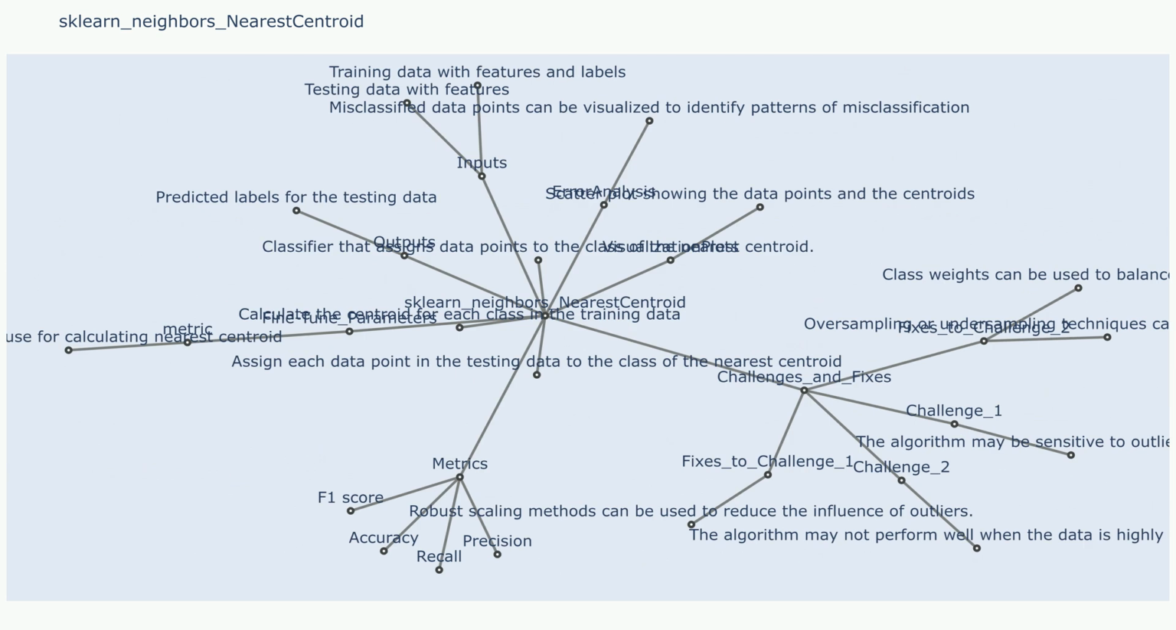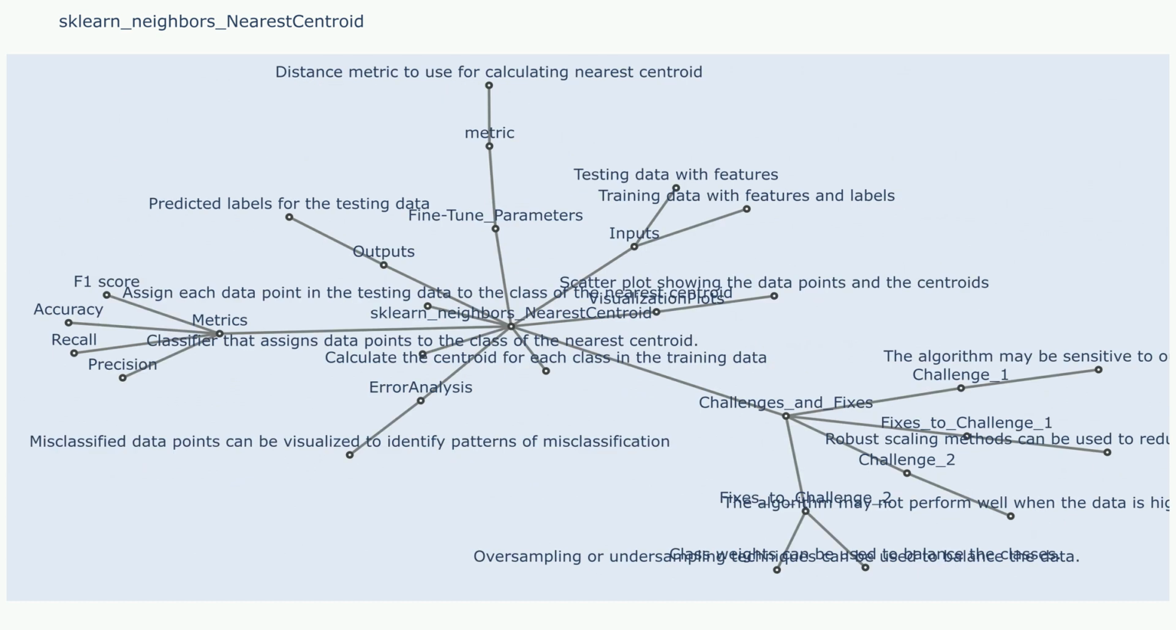Fixes to challenge 2. Feature engineering: create new features that capture nonlinear relationships. Nonlinear models: consider using more sophisticated nonlinear models, e.g. support vector machines, decision trees, for these cases.